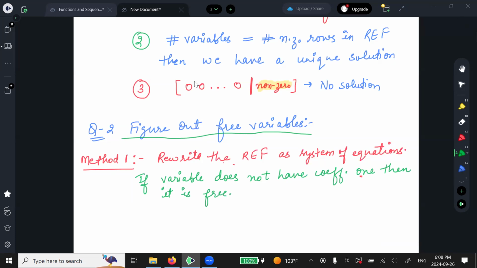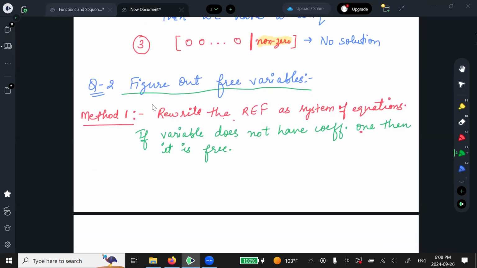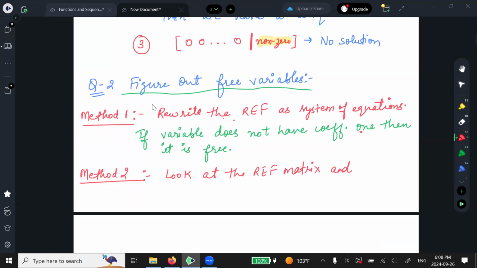What was the second way? Method 2. Look at the matrix. Method 2 was look at the matrix and look at the REF matrix and notice. I will post these notes, so don't worry about writing too much. Just make sure you understand what I'm saying here. Notice the staircase pivots. The staircase pivots, right?